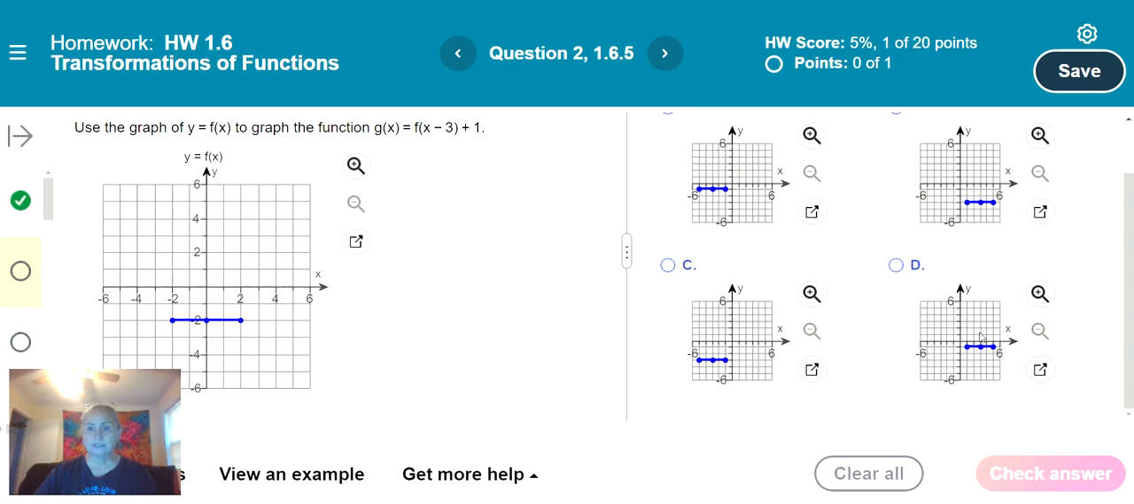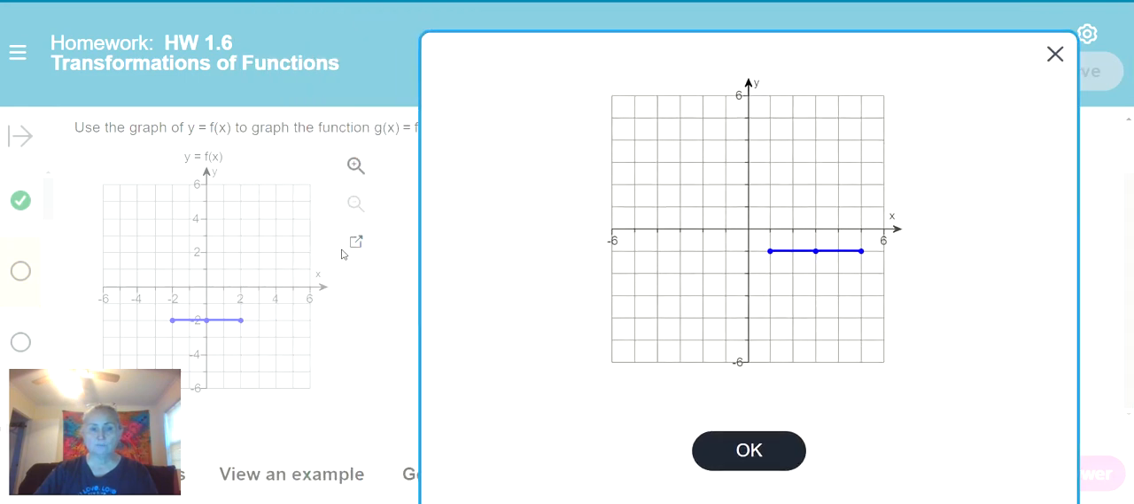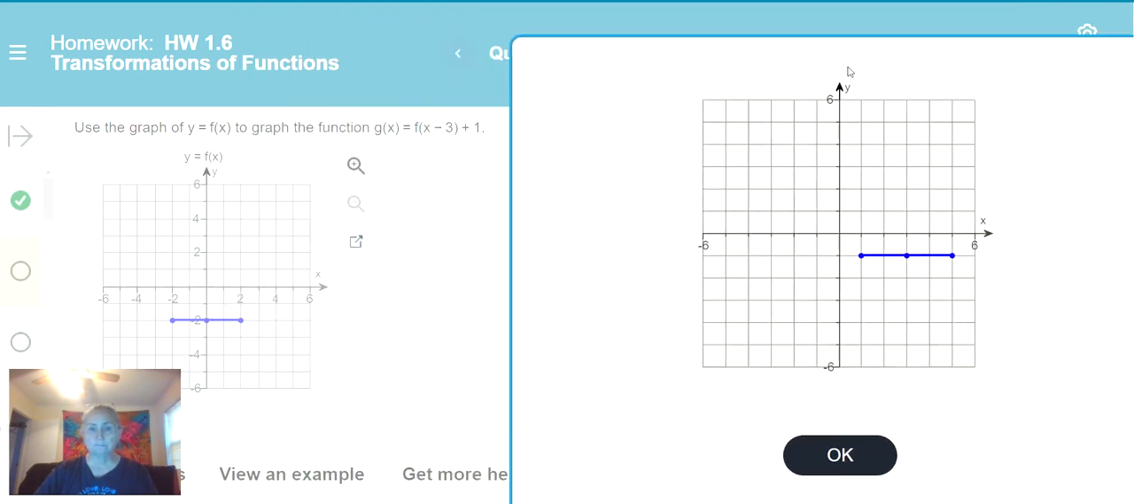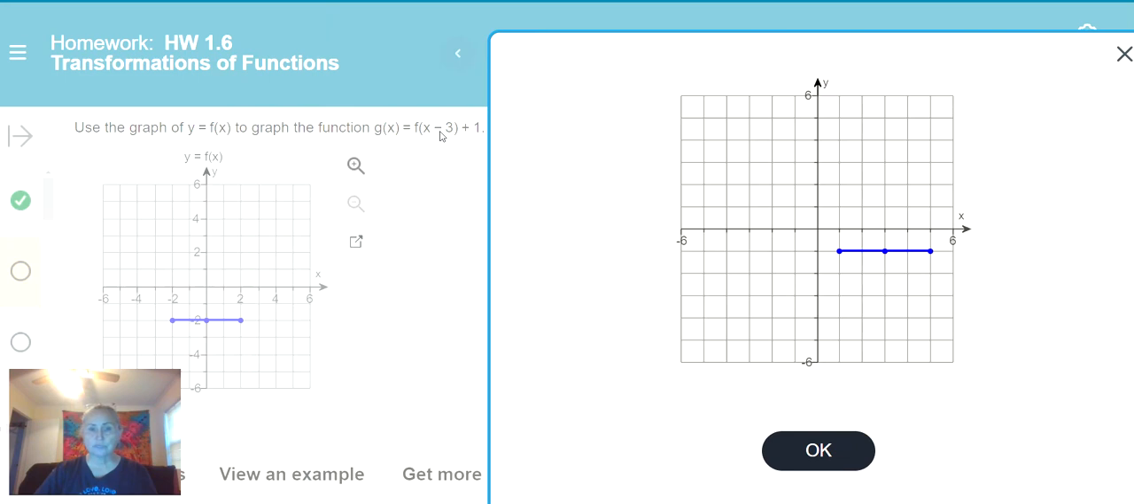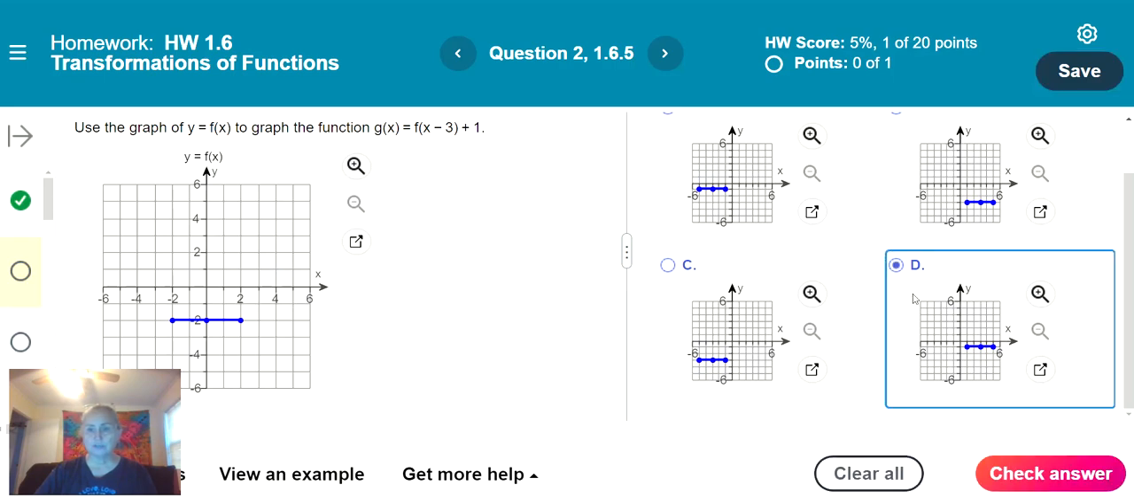So let's see. I think it's going to be D this time. Look, here it is at 3, -1. You pick the whole thing up. Because it's a -3, we go right 3, and then we go up 1. So that's going to be our correct answer, number D, or letter D.